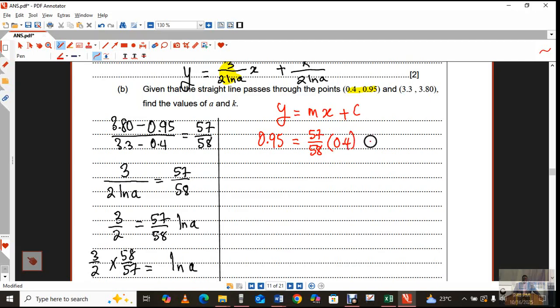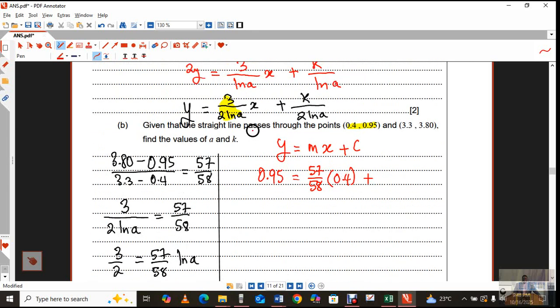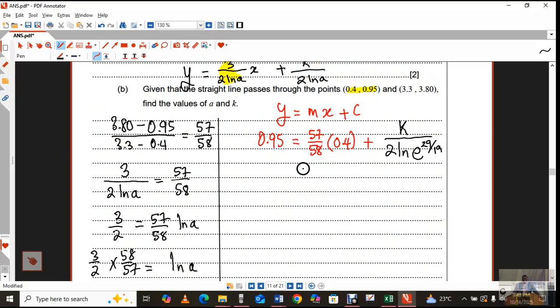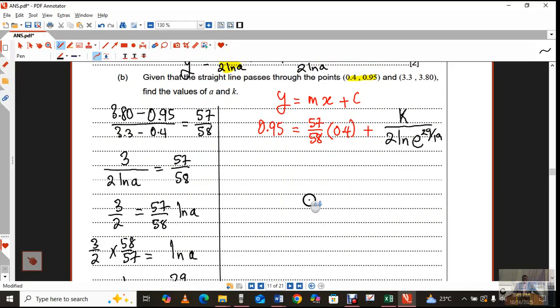And what is my c value? Well, my c value is all of this value over here. This is my c value, which is nothing but k over 2 times the natural log. But now, here's the thing, we know what a is. a was e raised to the power of 29 over 19 from here. So we have to do all of this multiplication in order for us to find that k value eventually.